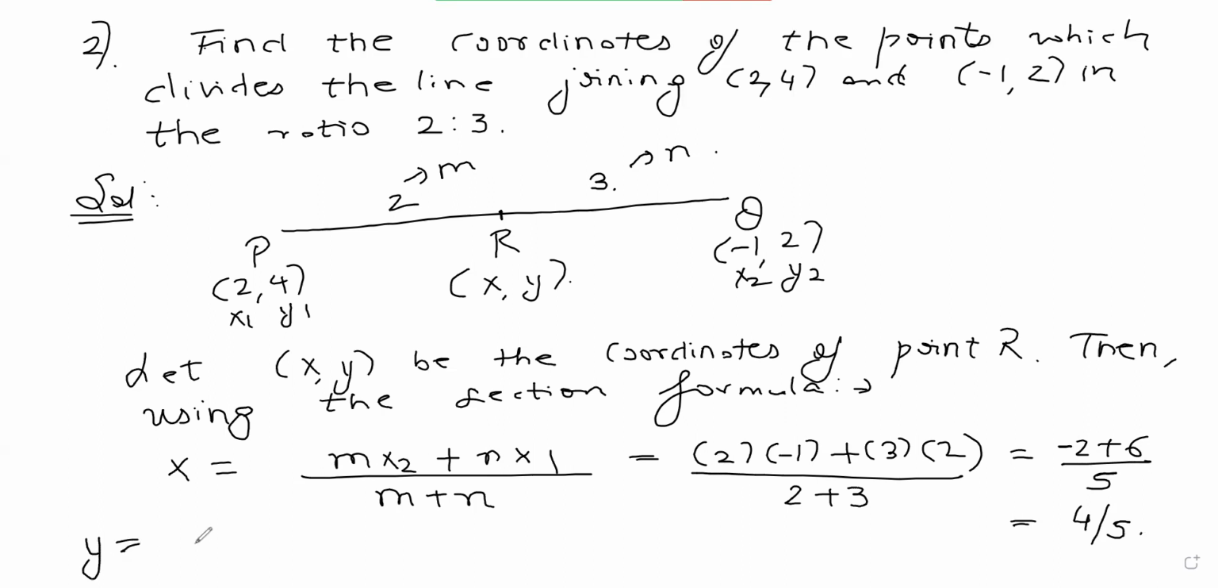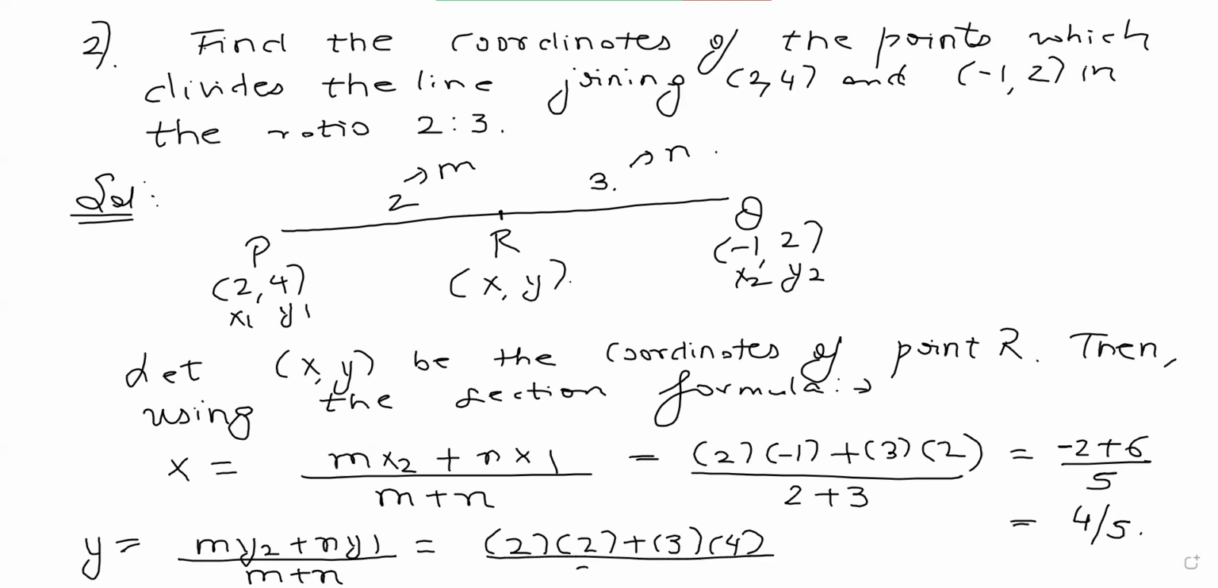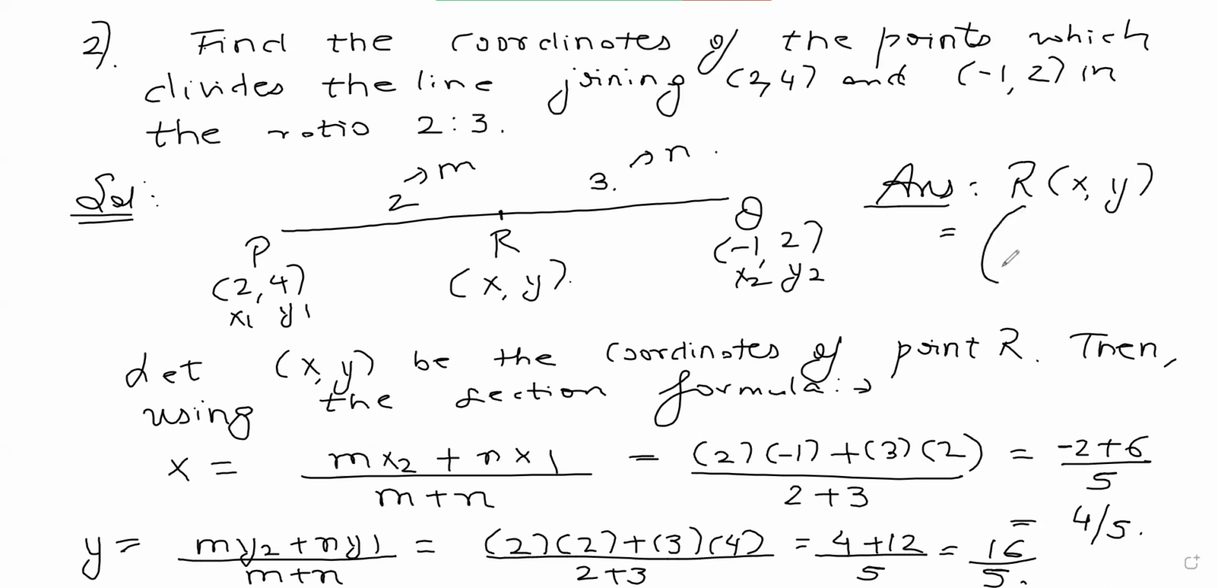And what will y be? m y2 plus n y1 over m plus n. M is 2, y2 is 2, n is 3, y1 is 4 over m plus n, 2 plus 3. So this is going to be 4 plus 12 over 5. 12 plus 4 is 16. So my answer is 16 by 5. So the answer for this question is the coordinates of R, so R(x, y), the coordinates of R are 4 by 5, 16 by 5. Okay, I hope all students have understood how we have applied the section formula.